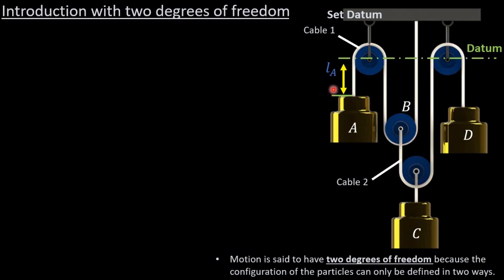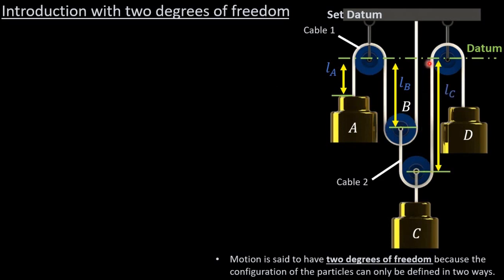Let's label our lengths. So I've got L sub A. So the variable length of rope connected to particle A is this length here. So that is the length from particle A to the datum. Okay, so I'm calling that L sub A. I've also got a variable length L sub B. Okay, so that is the length from the datum to the center of this pulley here.